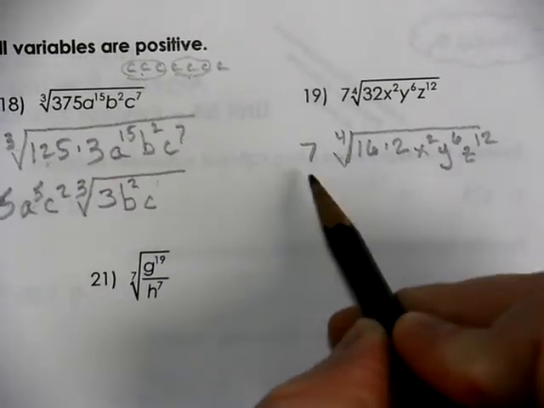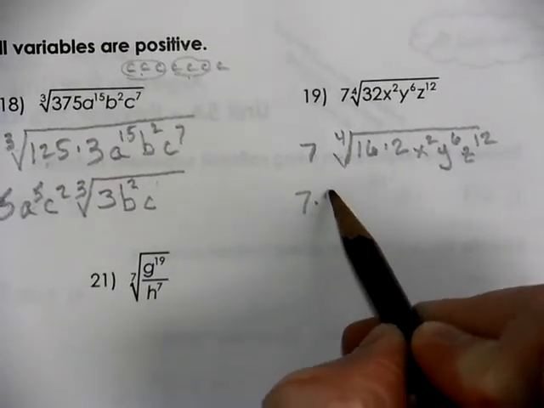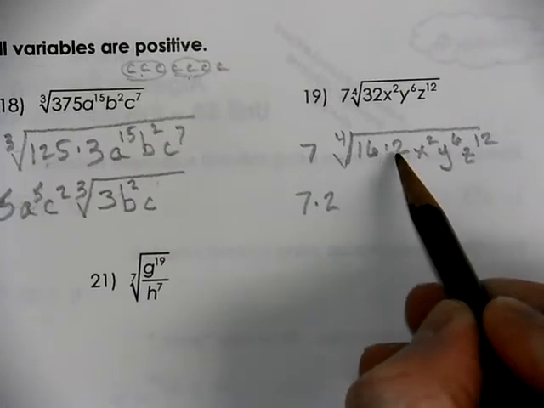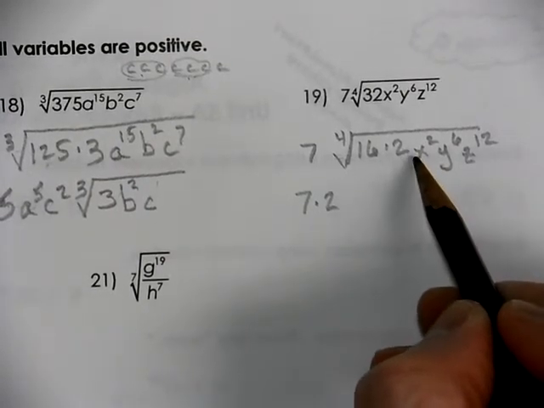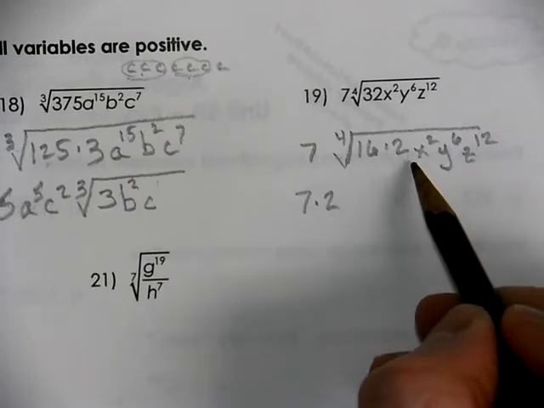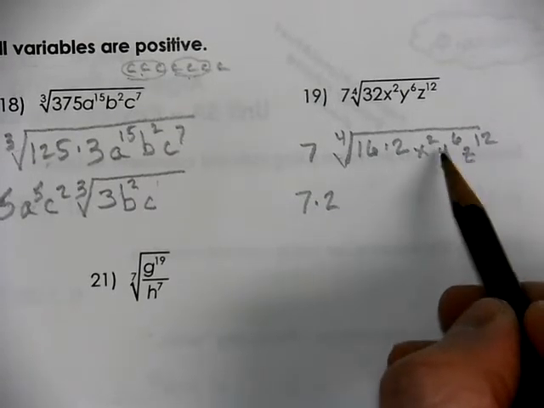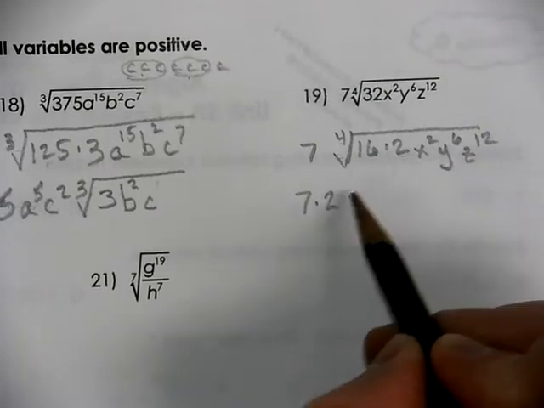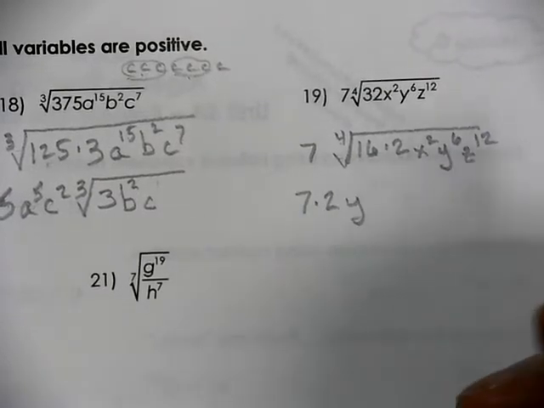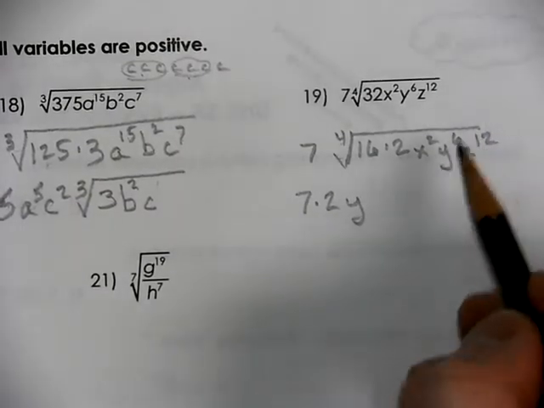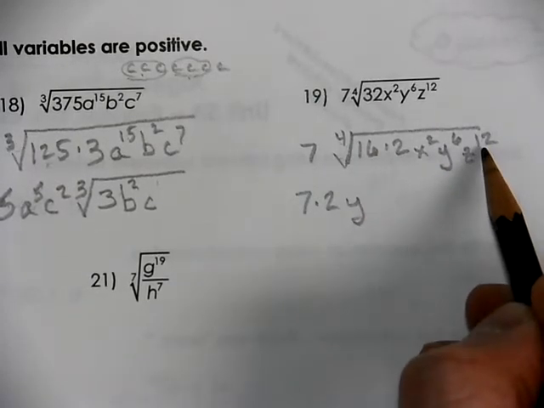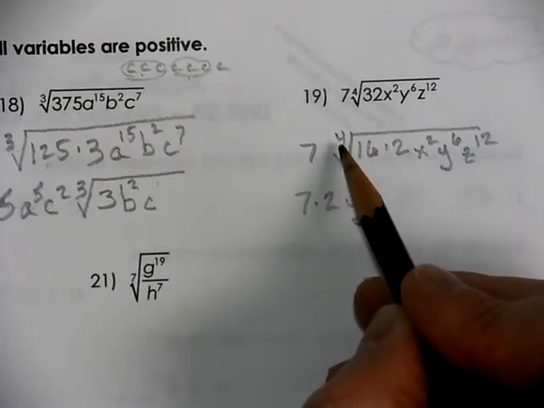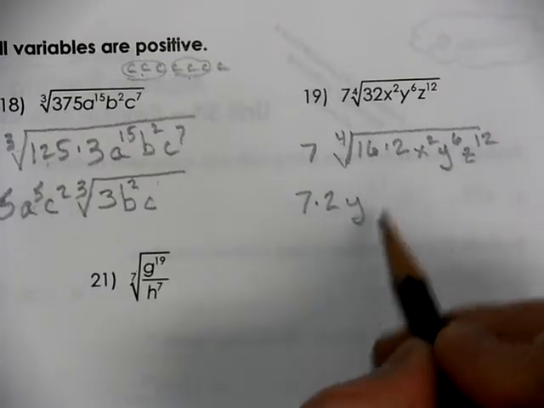So the 4th root of 16 is 2, we talked about. You can't take the 4th root of just a prime number. X squared, there's not 4 of a kind. But there are 4 of a kind at 6. 4 goes into 6 1 time, so we're going to have y to the 1st power with 2 left over. 4 goes into 12 3 times. There are 3 groups of 4 of a kind in the 12.